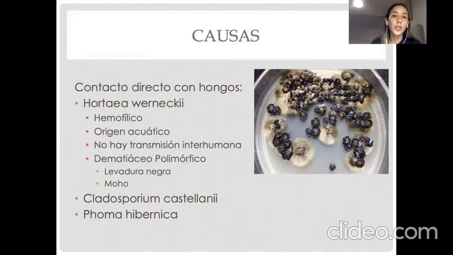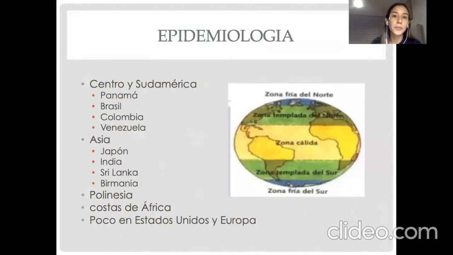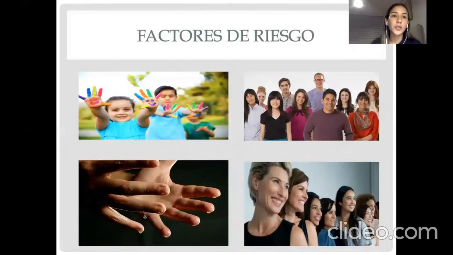Another pair of etiological agents are Cladosporium castellanii and Phoma hibernica. The highest incidence is reported in 4 areas of the world: Central and South America, especially in Panama, Brazil, Colombia, and Venezuela; Asia, especially in Japan, Sri Lanka, India, and Burma; Polynesia; and the coast of Africa. It is not often seen in the United States and in Europe, and most of the cases come from another region. At higher risk are children, young adults, women, and those patients with hyperhidrosis in plants and palms.